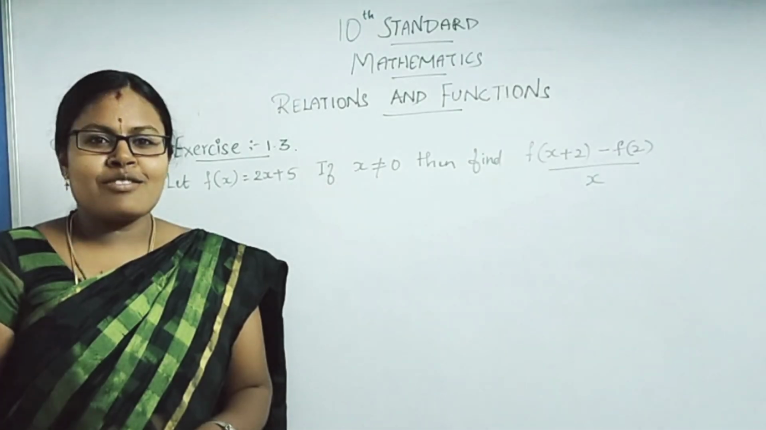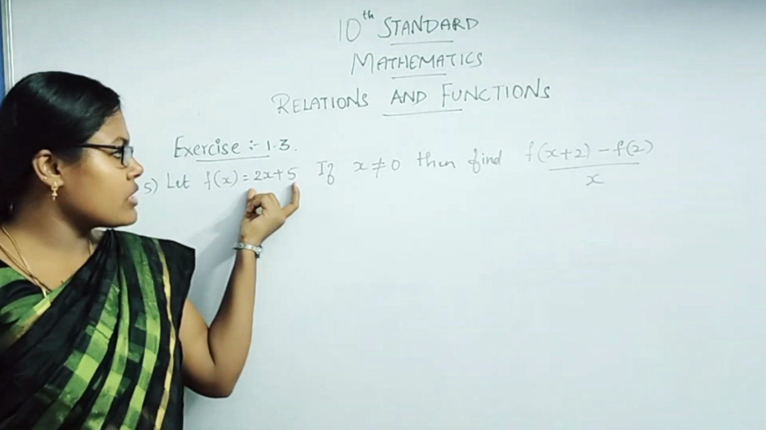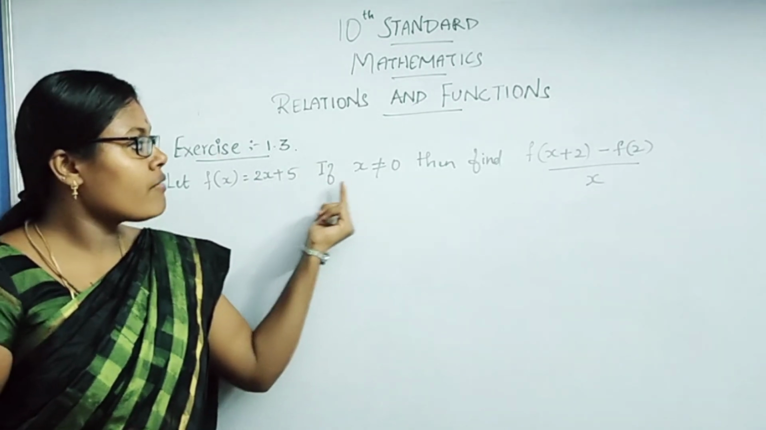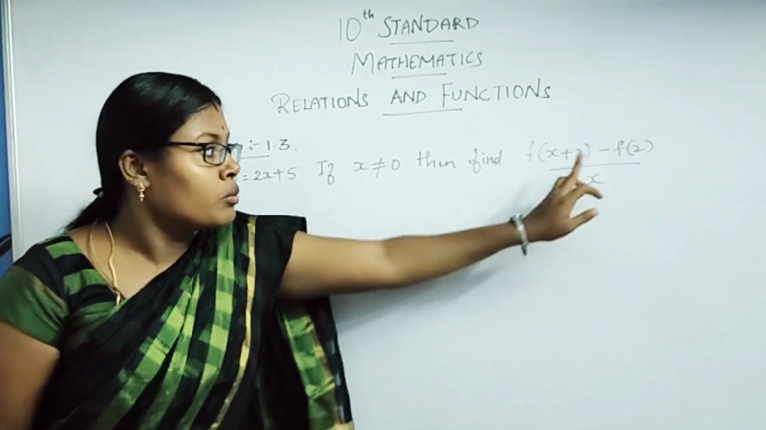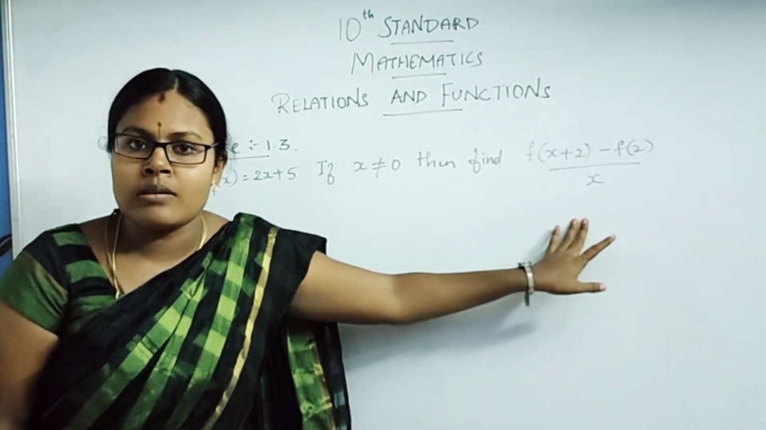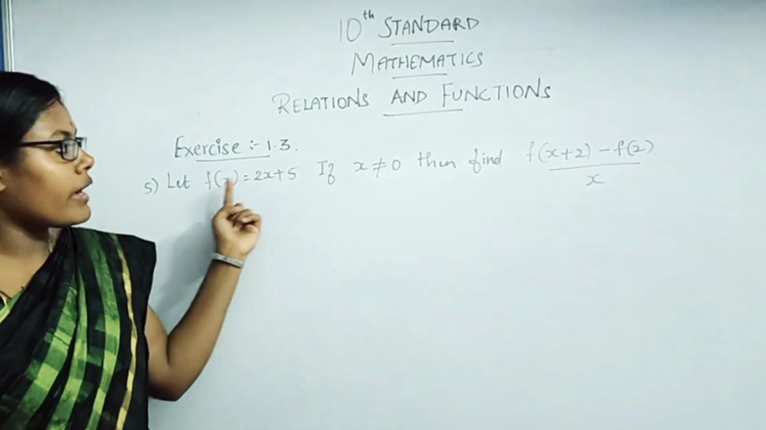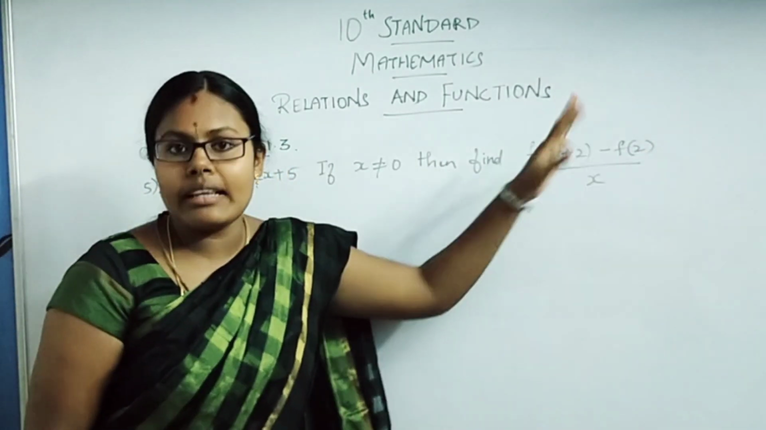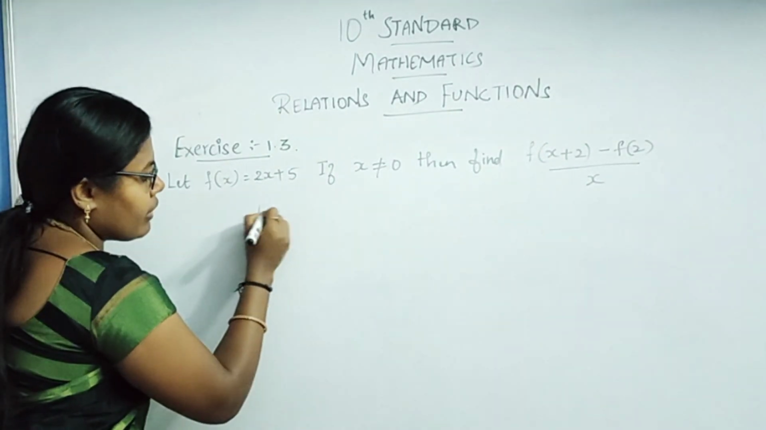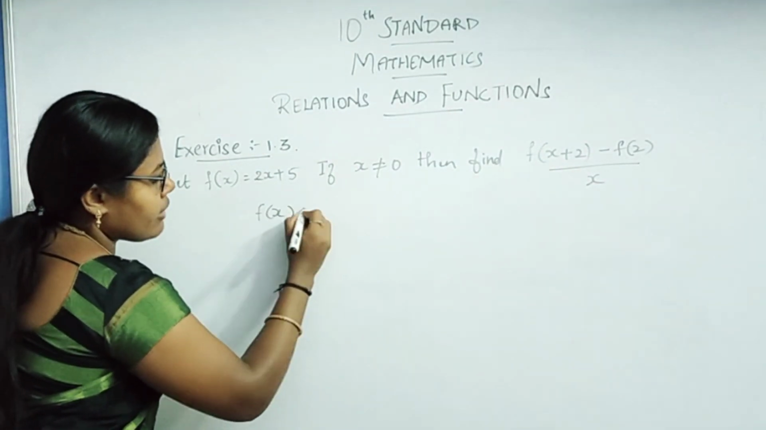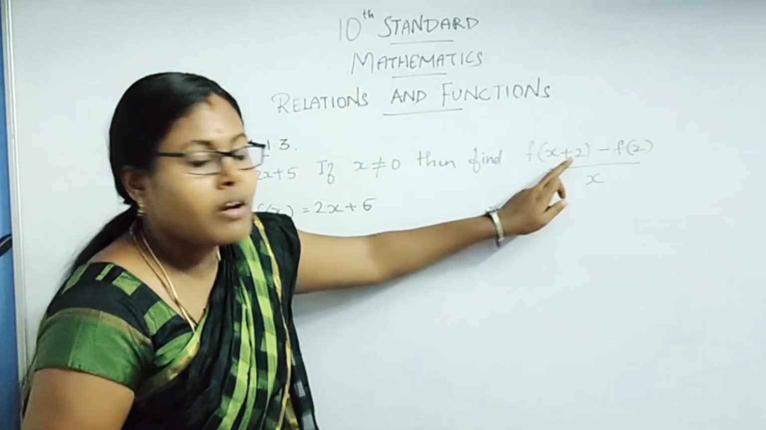Okay, so next, the fifth question. Let f of x equal 2x plus 5 if x is not equal to 0, then find f of x plus 2 minus f of 2, divided by x. First, they have given the f of x value. So in the place of x, we'll substitute x plus 2 and find the value, then finally substitute in this. So what is f of x? 2x plus 5.